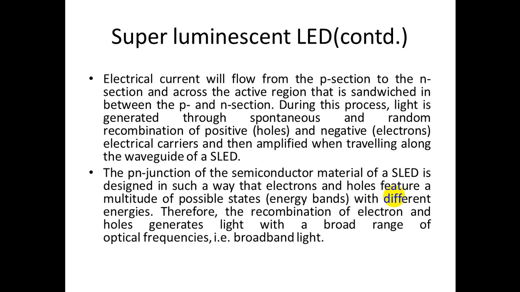During this process, light is generated through spontaneous and random recombination of positive and negative electrical carriers and then amplified when traveling along the waveguide of a SLED. The PN junction of the semiconductor material of a SLED is designed in such a way that electrons and holes feature a multitude of possible states with different energies. Therefore, the recombination of electrons and holes generates light with a broad range of optical frequencies, that is, broadband light.